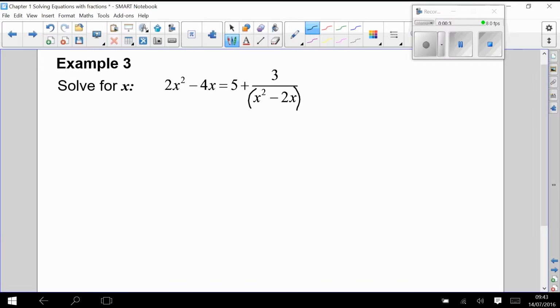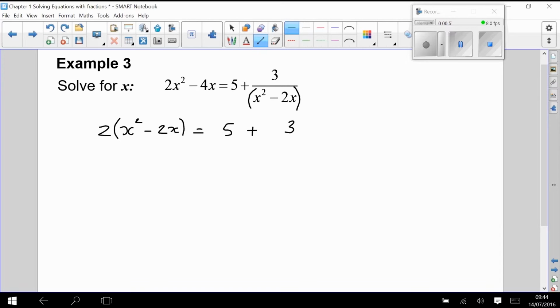If I, on the left-hand side, take out a highest common factor of 2, I have 2 into x squared minus 2x. On the right-hand side, I had 5 plus 3 over. And can you see that I have an expression that is reflected twice? Because here I again have an expression of x squared minus 2x.